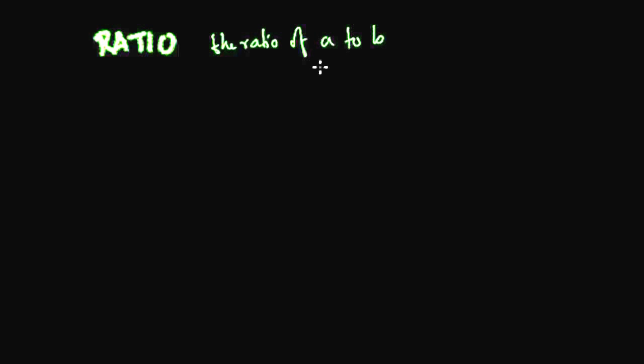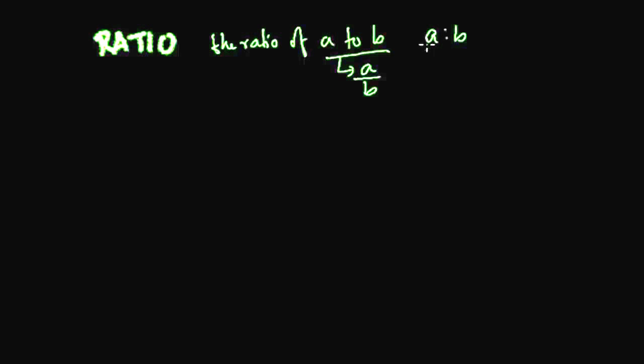Now, ratio is nothing but two numbers divided together. So when we talk about ratio, we are actually talking about two numbers being divided together. For example, if I say the ratio of A to B, that means A is being divided by B. It is written as A, this symbol is called "is to", B. So when we talk about ratio, we are talking about A is to B.